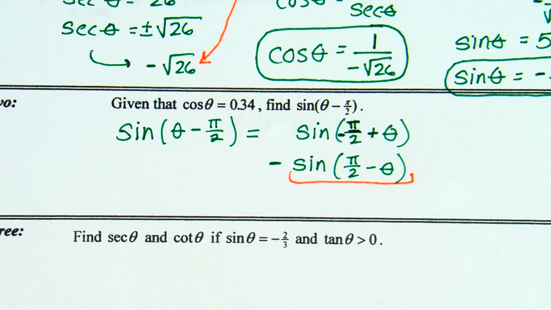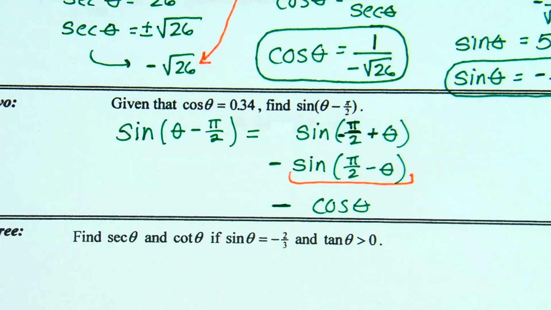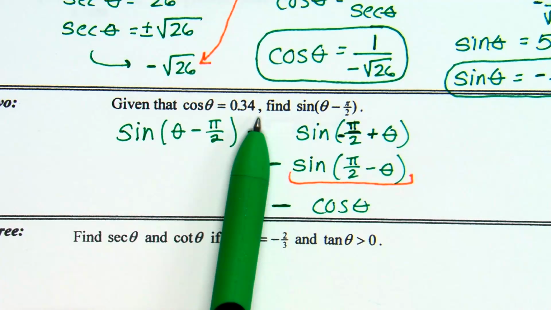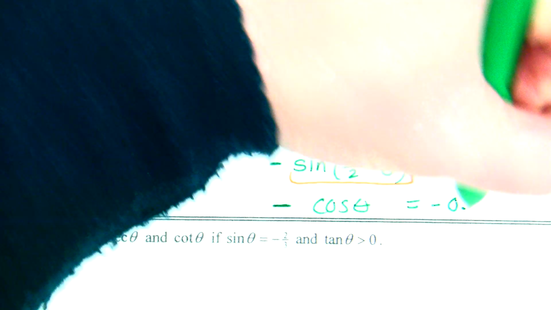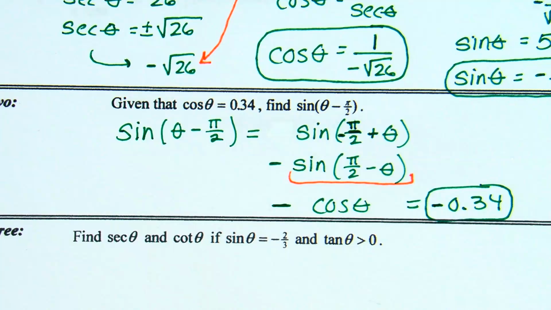According to my identities up above, what is sine of pi over 2 minus theta equivalent to? Cosine. So I can take that sine of pi over 2 minus theta and replace it with cosine theta. What carries down out front? The negative. So we're just taking baby steps to get there. Well, we know cosine is 0.34. So negative cosine is negative 0.34.